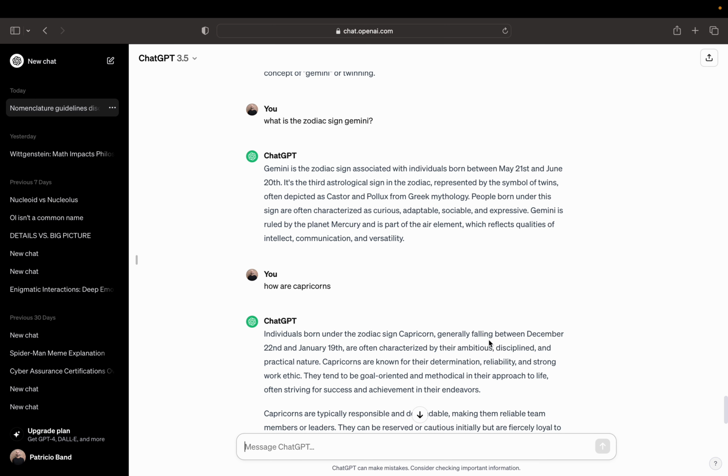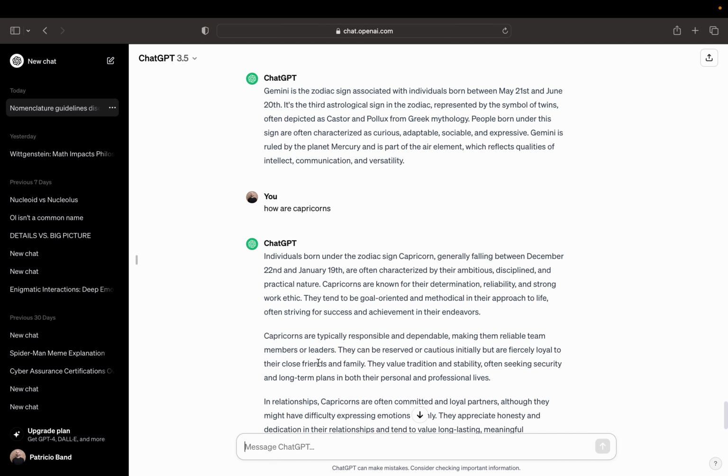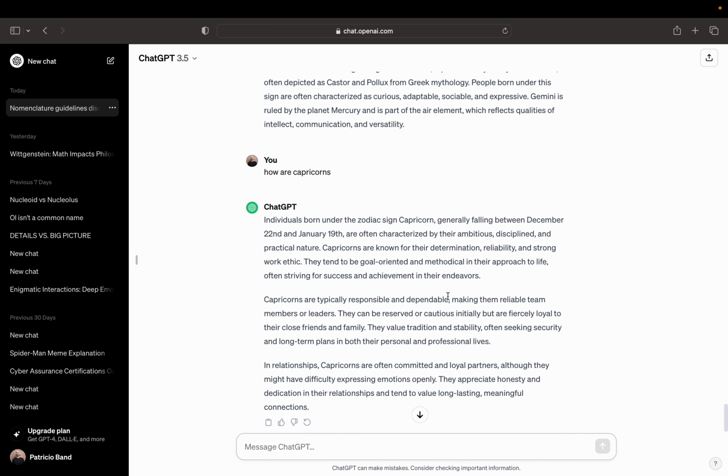By their ambitious discipline and practical nature. Jeez, I've been slacking on all of these. Determination, reliability, and strong work ethic. Goal-oriented and methodical in their approach to life, often striving for success.